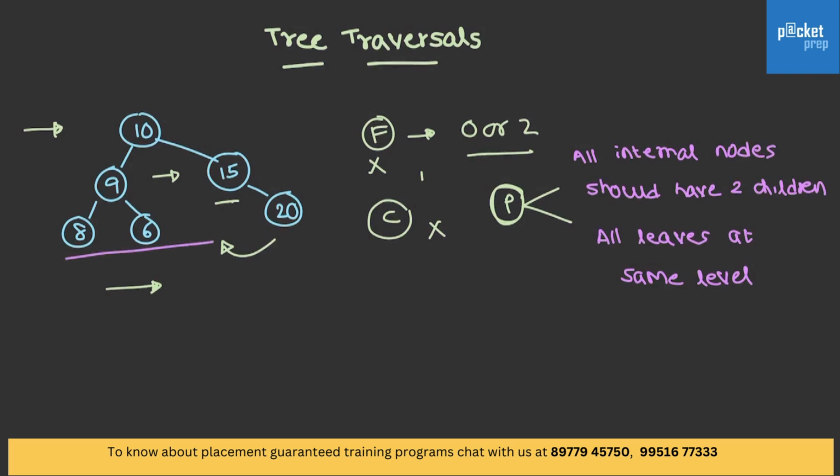But here, all these leaves are at the same level, but this is not having 2 children. So, it is not even a perfect binary tree. In this way, you will try to identify whether it is a full, complete or perfect binary tree. Let's come back to the point of tree traversals.